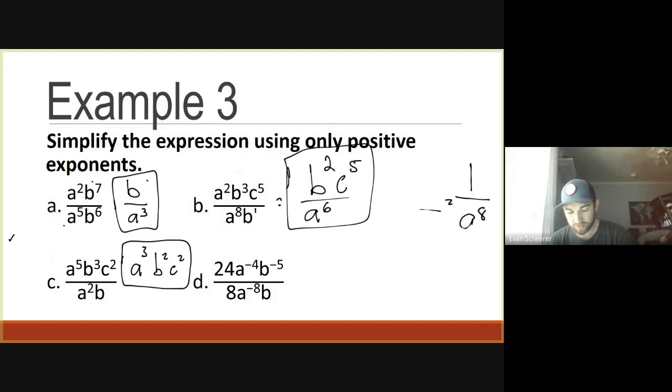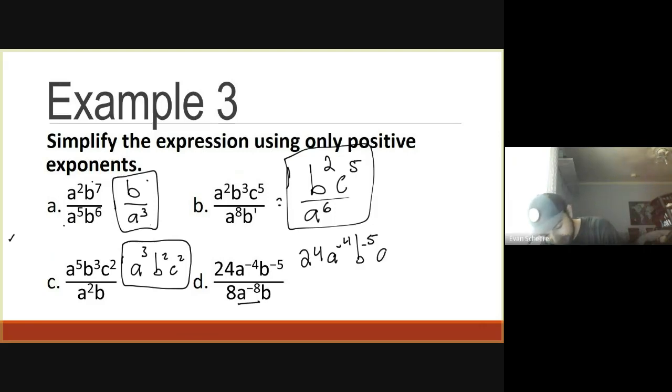So what we're going to do here, we are going to rewrite this, and we are going to have 24 A to the negative 4th, B to the negative 5th, but we're going to change this A to the negative 8th and put it on top, but make it A to the positive 8. That's the same thing. And that's going to be over 8B. So now what we're going to do, we're going to simplify. So I'm going to get my fraction bar. 24 divided by 8 is 3.